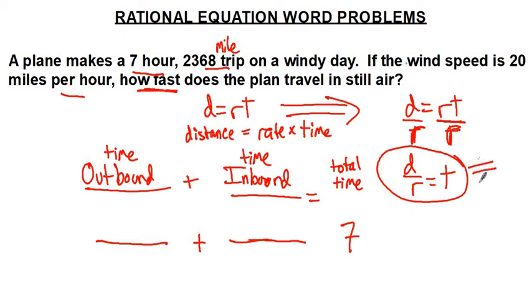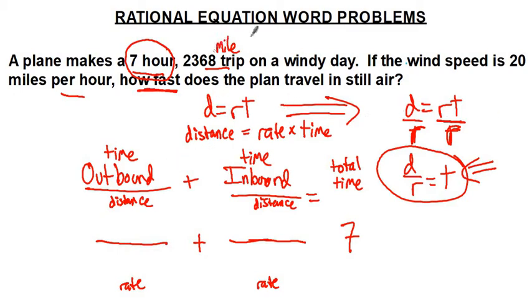Now here's the thing. If you look at this equation right here, we've expressed time as distance over rate. So I'm going to write the outbound time as the distance going out over the rate going out, and likewise with the return trip: distance coming back over the rate coming back. Again, that's why we solve this for time, because they're telling us here 7 hours round trip. But obviously one of these trips is going to be faster, because on one of them you had the wind pushing you, the other one you had the wind in your face.